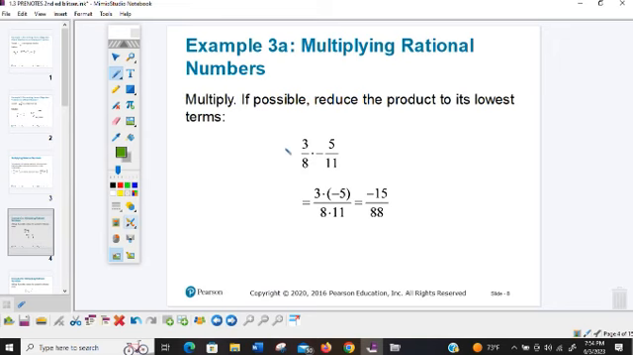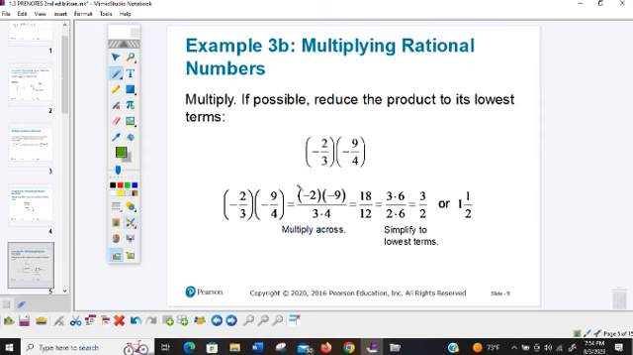Let's try this one. 3 times negative 5 is negative 15. 8 times 11 is 88. Now you want to look at this and see if they have any common factors. The only factors of 15 are 3 and 5, and neither one of those will go into 88, so this will not reduce.